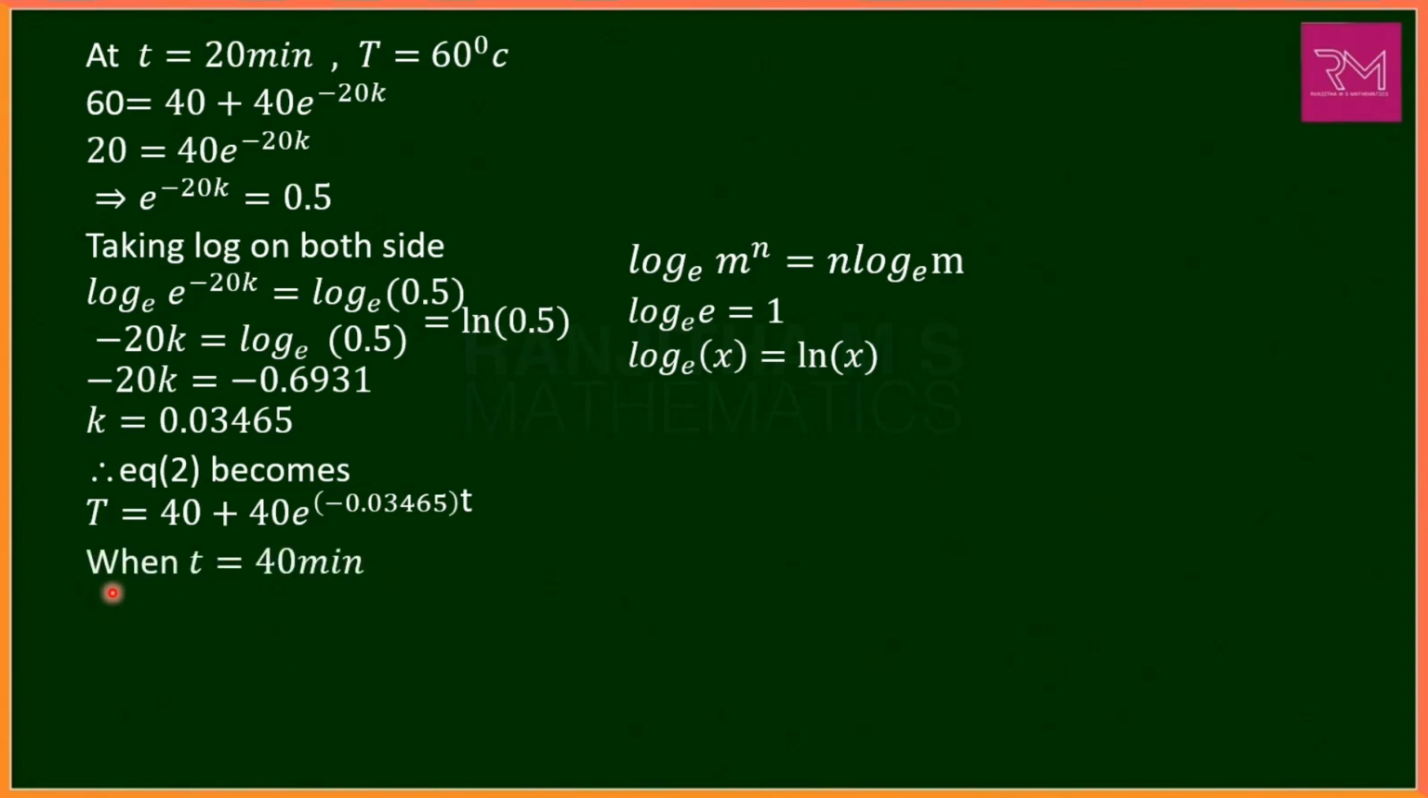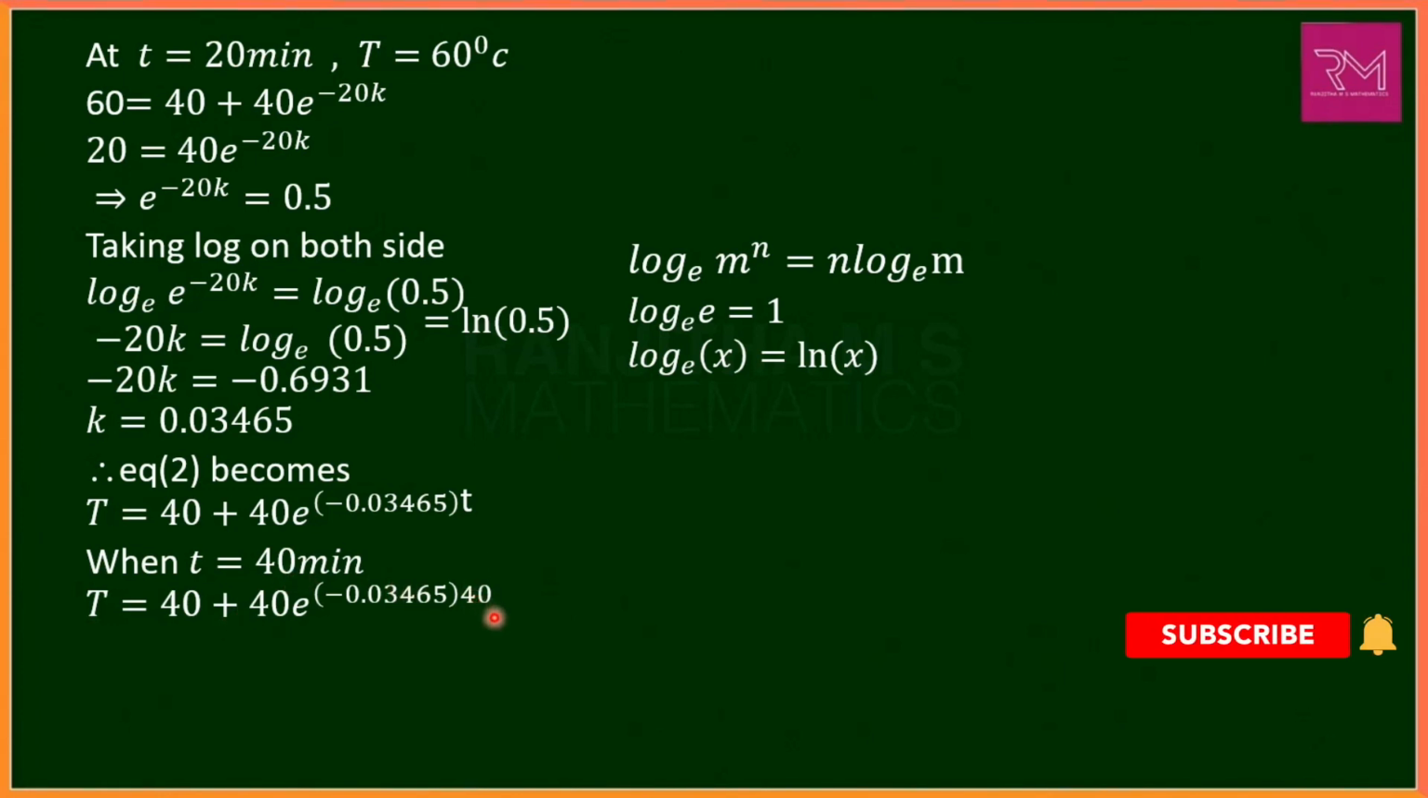Finally we have to find the value of this T, that is the temperature of a copper ball when the time is 40 minutes. At time t is equal to 40 minutes, we have to find the temperature of a copper ball. For that, substitute here t value as 40. We get T is equal to 40 plus 40 into exponential power of minus 0.03465 into, in the place of small t, we substitute 40.